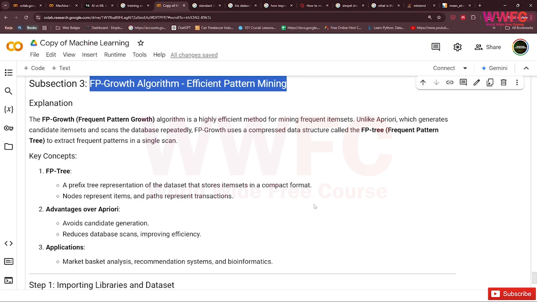The FP-tree is a prefix tree representation of the dataset that stores item sets in a compact format. Nodes represent items and paths represent transactions.